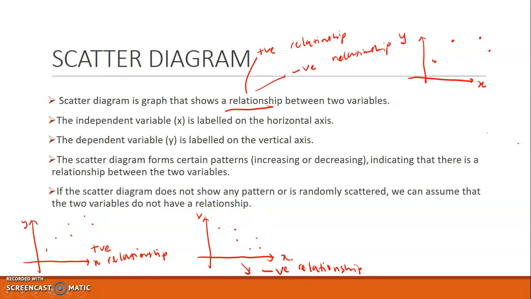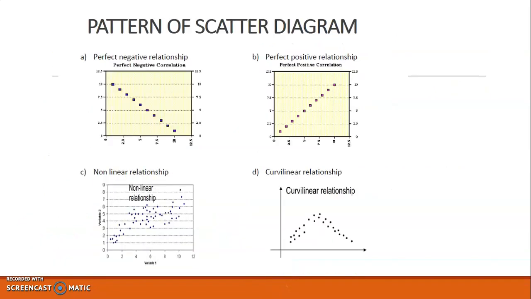But if the scatter diagram does not show any pattern or is randomly scattered, we can assume that the two variables do not have a relationship. So you must remember these two basic concepts: increasing pattern, positive relationship; decreasing pattern, negative relationship. These are the patterns that you might encounter in your scatter diagram.